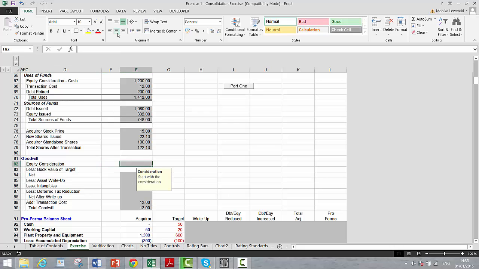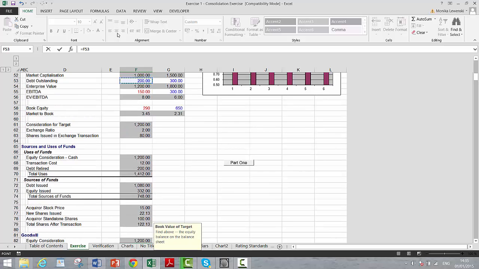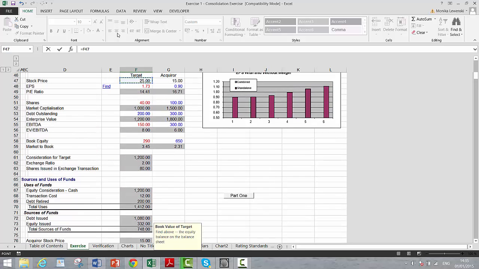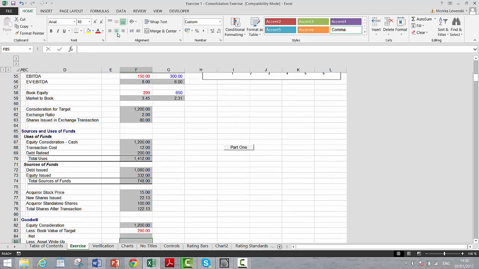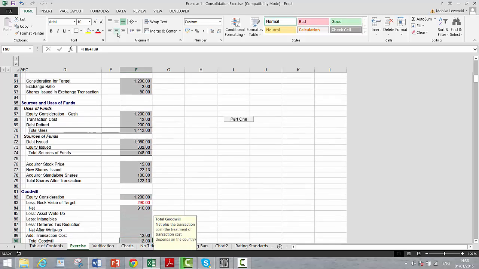And, oh God, I don't feel like doing this. The equity consideration: if we make the goodwill, you start with the equity consideration. You take away the book value of the target company. I think we had that. Where did we have that? Target company book value, I know we had it here. Okay, and that gives you, if there were no other adjustments, that would be our goodwill.